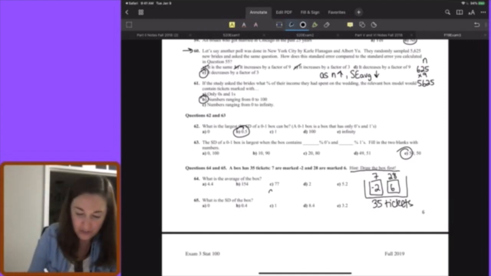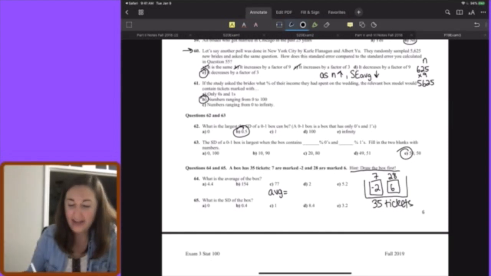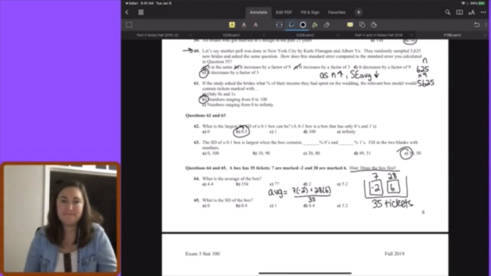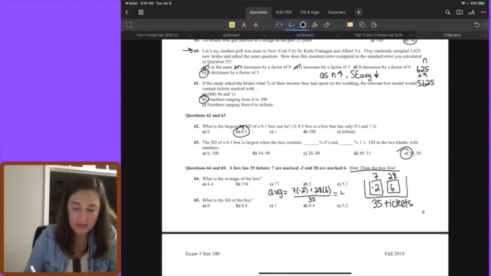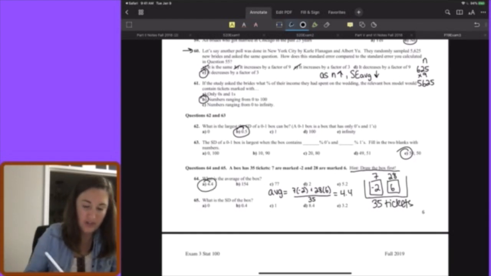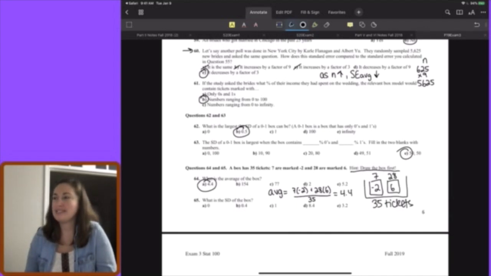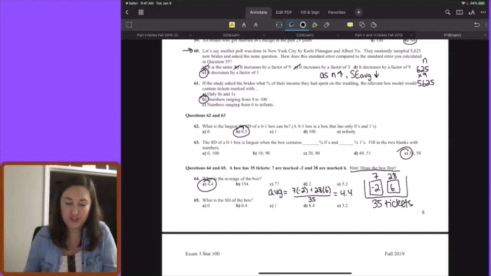I'll do the average first. So the average is just going to be, we're going to add up those 7 -2s, add up those 28 6s, and divide by 35. And this ends up being 4.4. So the average, again, is always just you add up all the tickets and divide by how many are in the box. And I'd recommend, as you guys are going through the exam on Wednesday, to definitely draw your boxes. That's going to help for sure.